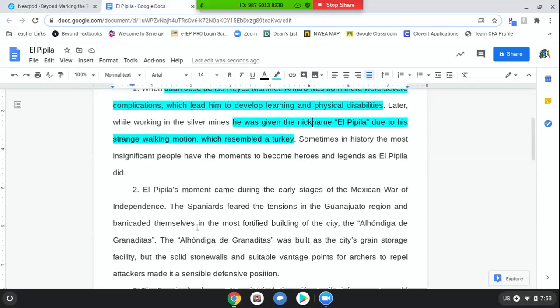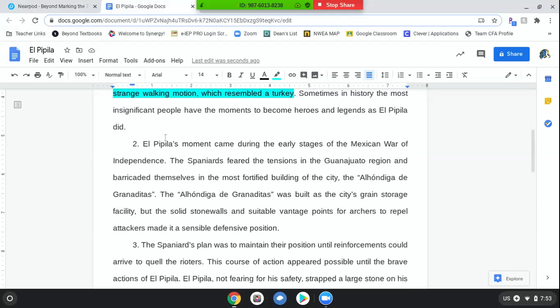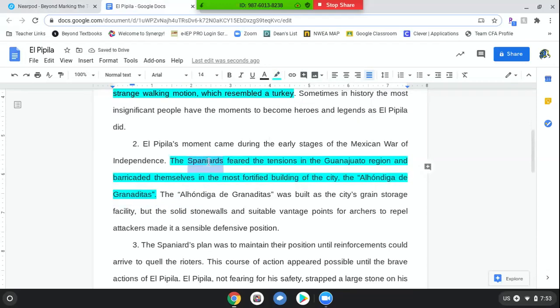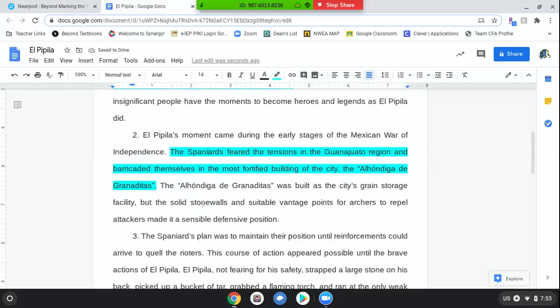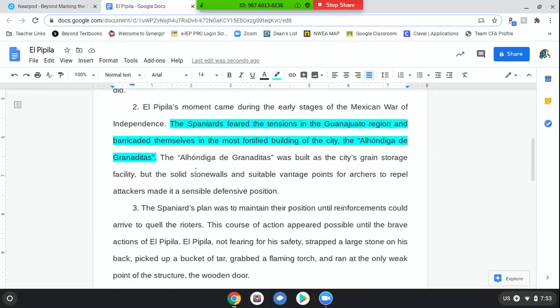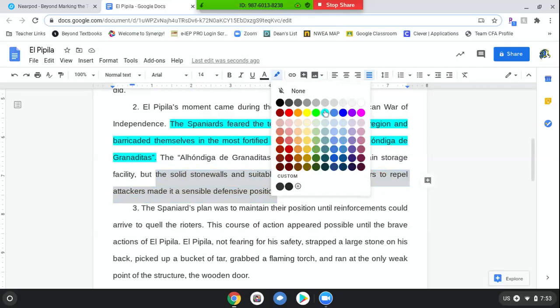So here we'll highlight more of what El Pipila did. See, the first sentence doesn't tell us anything. The Spaniards, fearing the tensions in the Guanajuato region and barricading themselves in the Alhóndiga de Granaditas, is important because even though it doesn't give us a name, it does tell us what the Spaniards were doing. We also know that the solid stone wall and suitable vantage points made it a good defensive position. So we're going to highlight that as well.